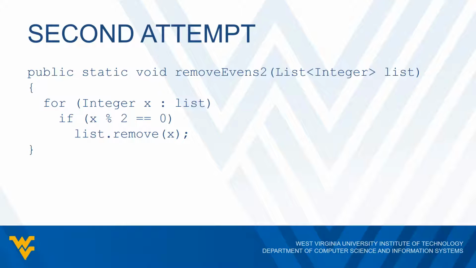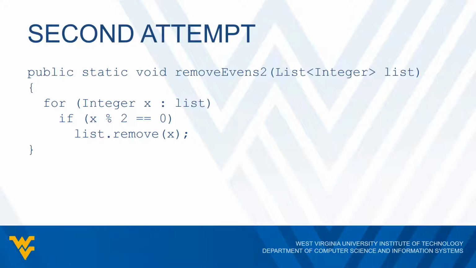Here's our second attempt at removing even number items in our list. So we're going to call this remove evens 2. The difference here is we're now going to use a for each loop instead of a while loop. So we're going to look at each item in the list.